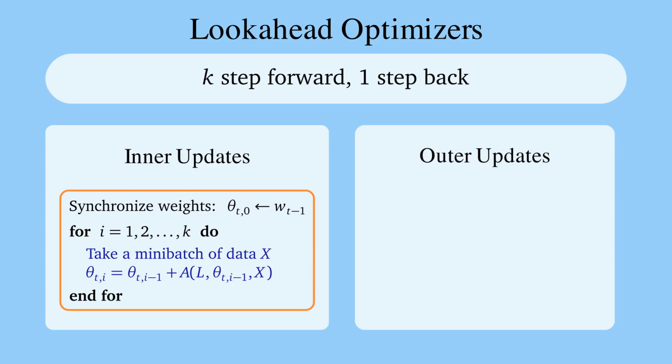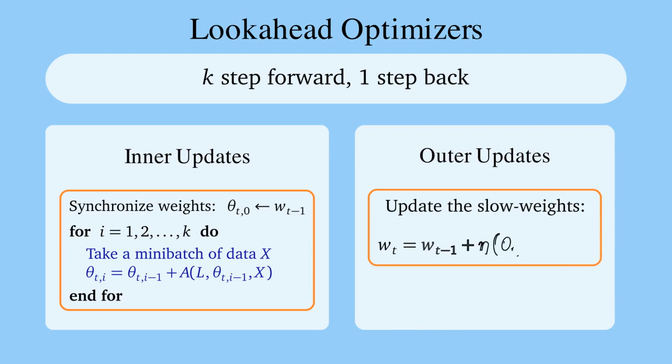We can repeat this process of sampling a mini batch and making updates k times until we get theta sub t, k. After the inner loop runs out, we update the slow weights using the last state of theta as shown on the right. So we update the slow weights W in the direction of change going from W sub t minus 1 to theta sub t, k. So that's all for the Lookahead algorithm.